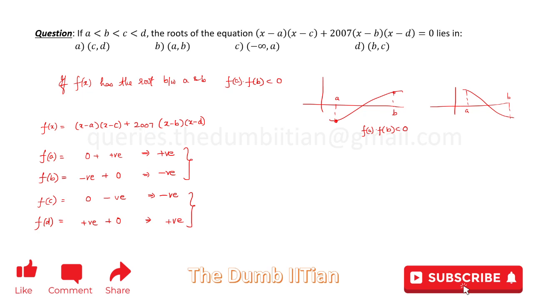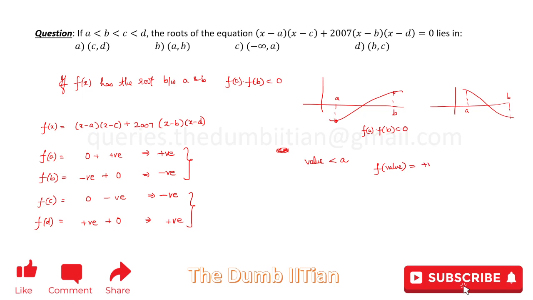Now, one thing which people miss is what about the roots beyond a and beyond d? So let me take a value which is less than a. For a value less than a, this is going to be a negative number, this is negative, this is negative, and this is negative. So negative and negative is positive, and this is negative into negative, also positive. So for any number less than a, f of that value will come out to be a positive number.